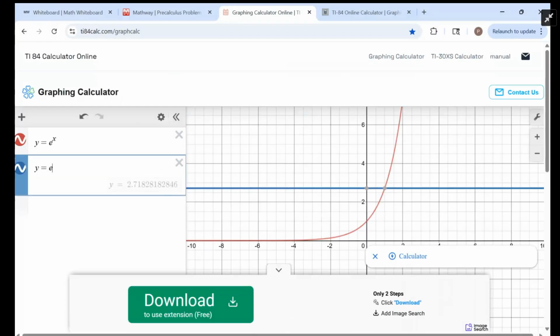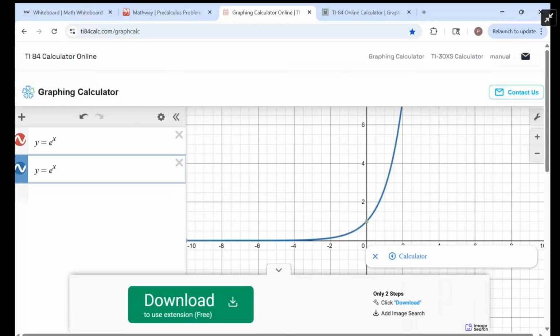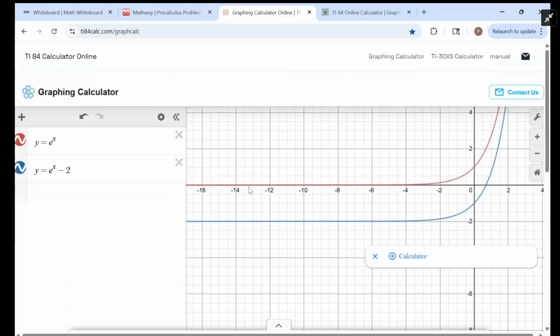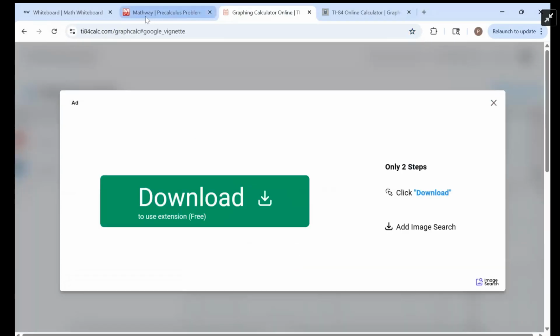Let's do the other example that I mentioned, e to the x minus 2. Look at that. Instead of starting at the x-axis, it starts 2 steps down. And you can also see that between the two equations, there's a transformation, a shift by 2 units. So remember, when you have an exponential equation, the constant that is being added or subtracted to the exponential component will always stand for the horizontal asymptote.